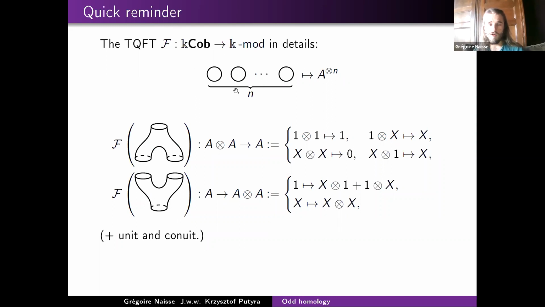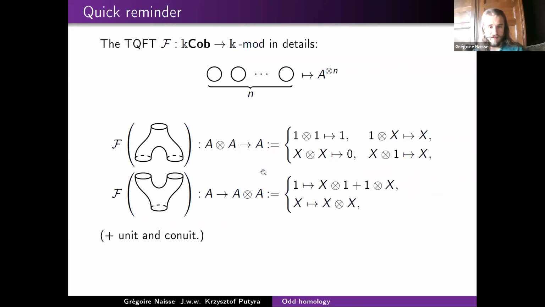So what it does: to a collection of n circles, it associates the tensor product of n copies of A. And to a pair of pants like this, that we call a merge, because I read it from bottom to top, so it takes two circles and merges them into one circle, you simply associate the multiplication of a polynomial algebra, because I remind you that A is just Z[x] modulo x squared. To a split, so a reverse pair of pants, you associate this comultiplication here. And then you also have a unit and a counit, but I don't need them for this talk, so we can forget about them for the moment.